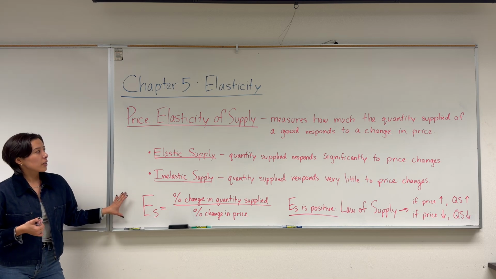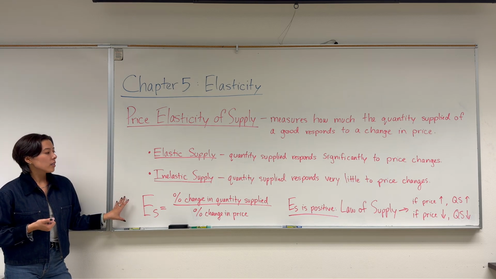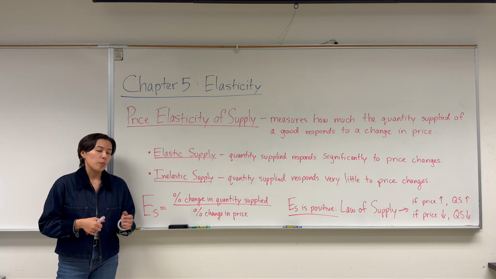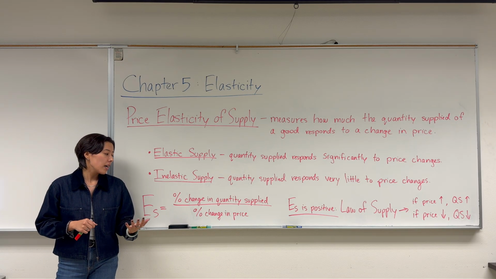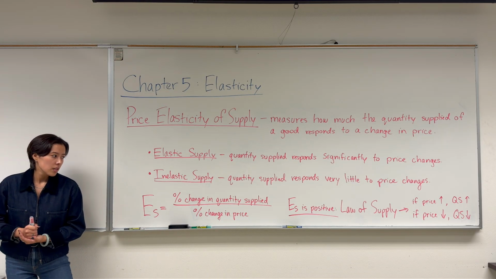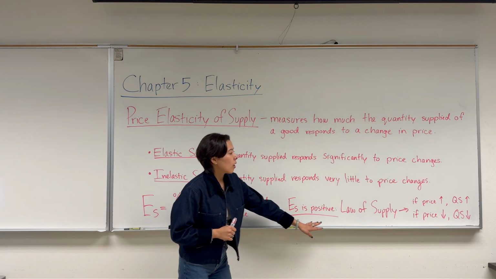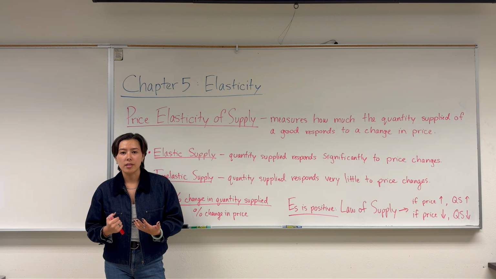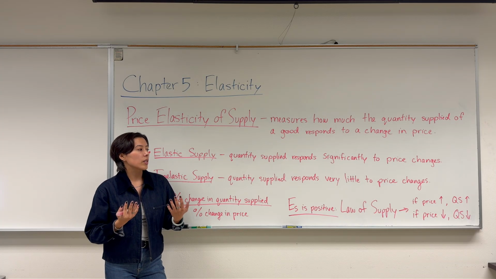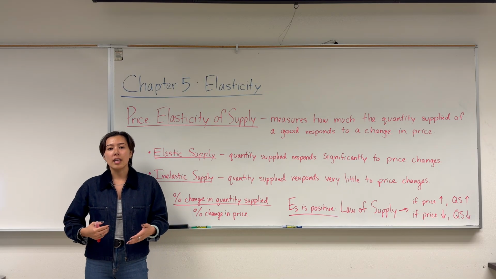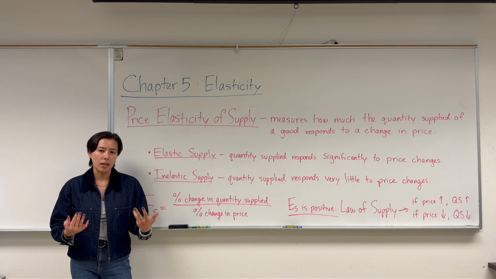Now for us to calculate our price elasticity of supply, we can use this simple percent change formula. So we're just going to take our percentage change in quantity supplied and divide it by our percentage change in price. Now, because of our law of supply, the price elasticity of supply will always be positive. And this is because with everything else held constant, price and quantity supplied move in the same direction. They have a positive relationship.